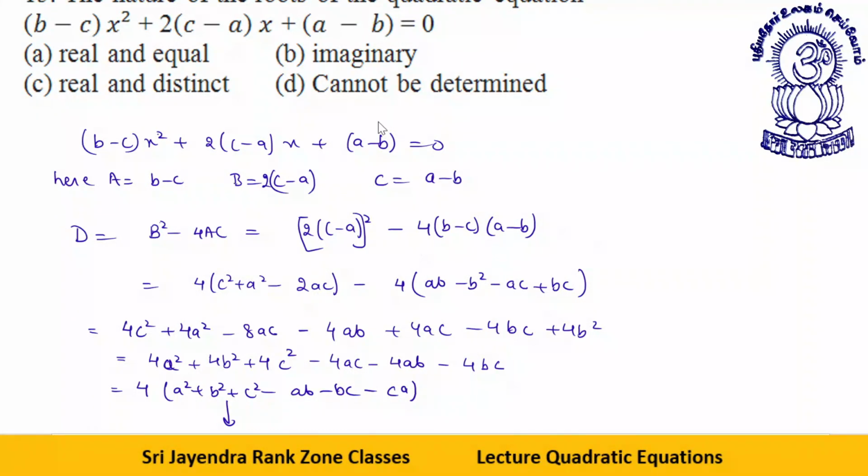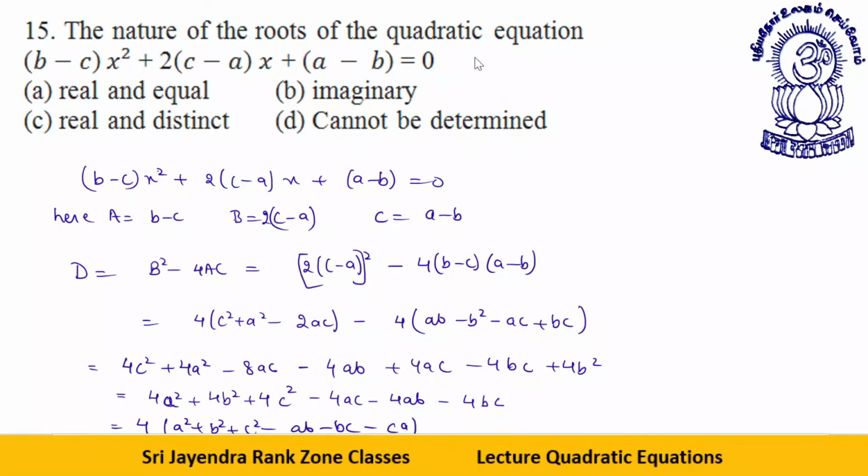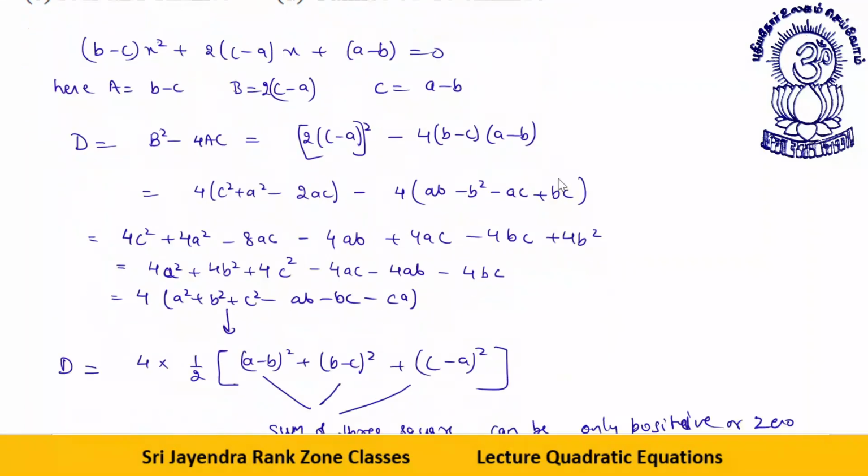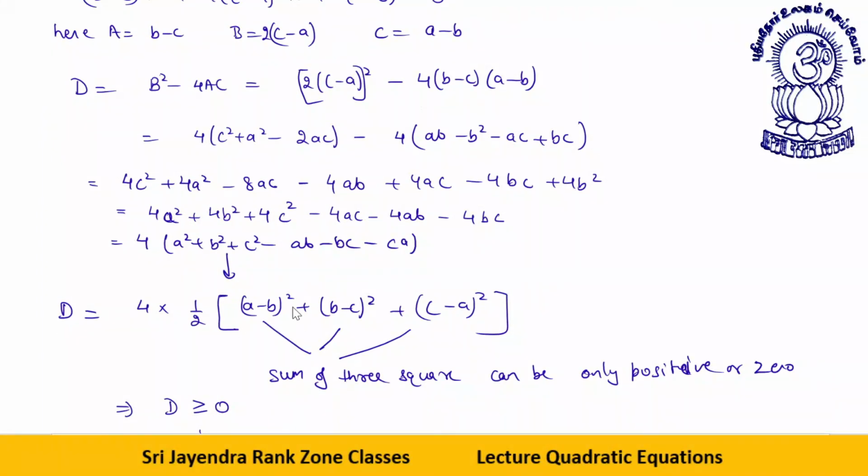But the main thing, my dear students, is roots are real. So answer would be either A or C, or you can say cannot be determined, because there's no relation given between a, b, and c. Had it been mentioned over here, a not equal to b not equal to c, then this would have been definitely C. Then they won't be zero, D will be greater than zero. So there is a little bit of mistake in the options. So the answer will be option A or C. I hope I am clear to all of you.